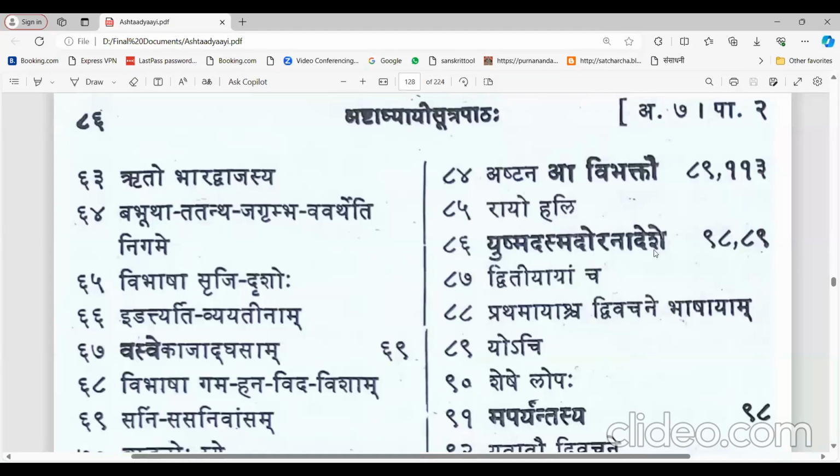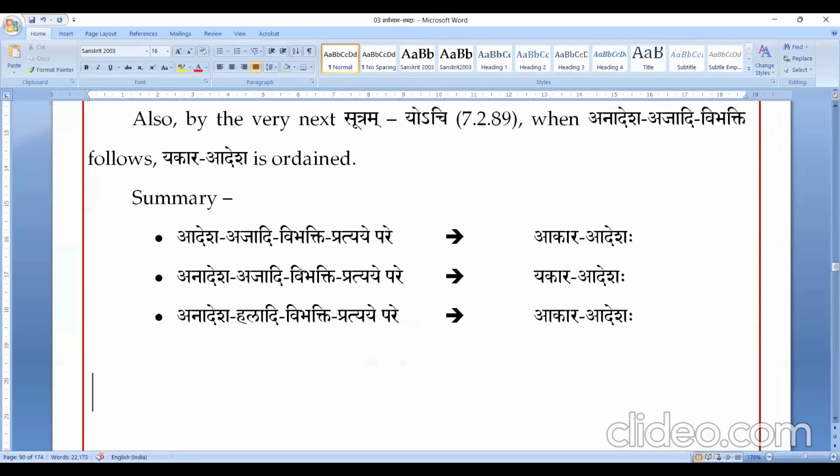Yushmadasmadoh anadesha means aladi vibhakti pratyaya pare. By dvitiyayam cha pratamayascha, the chakara is there. Therefore, ajadesha vibhakti pratyaya pare api akaradesha bhavati. Yo achi says anadesha ajadi vibhakti pratyaya pare. Right? You can go through the summary. If anything is to be corrected, you can let me know later.